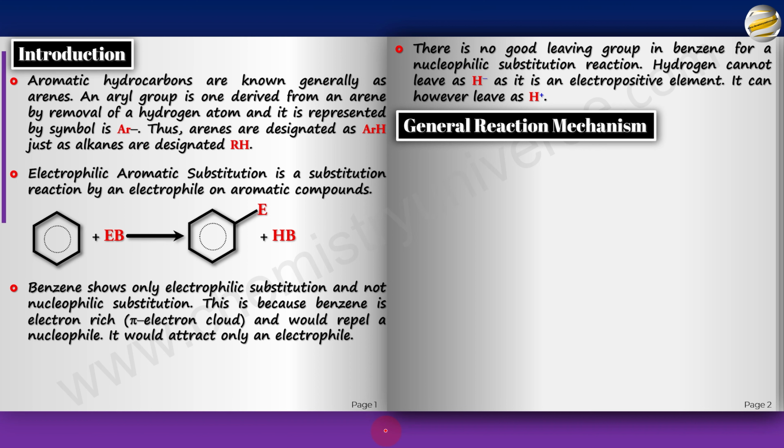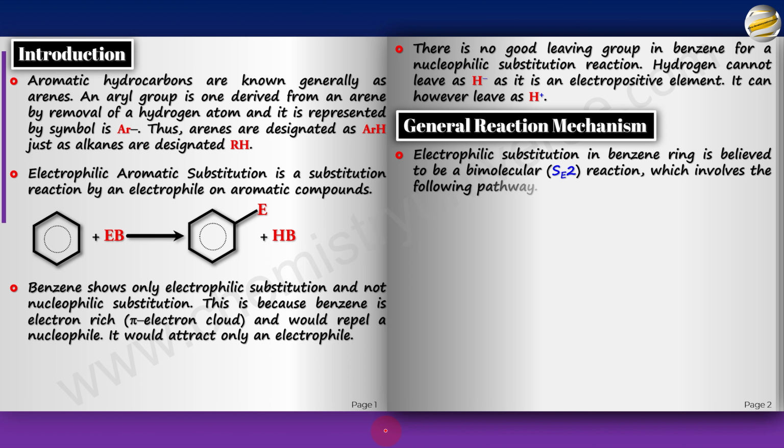Now, electrophilic substitution in the benzene ring is believed to be a bimolecular SE2, which involves the following pathway. Now, S, remember, stands for substitution, and E stands for electrophilic.